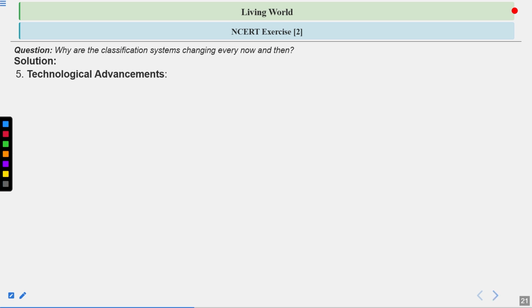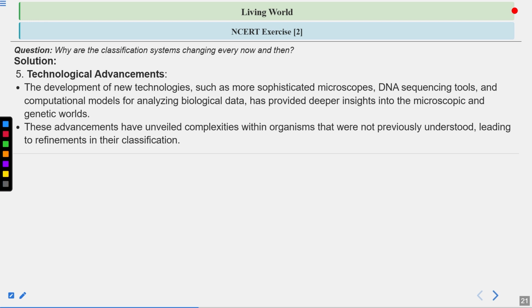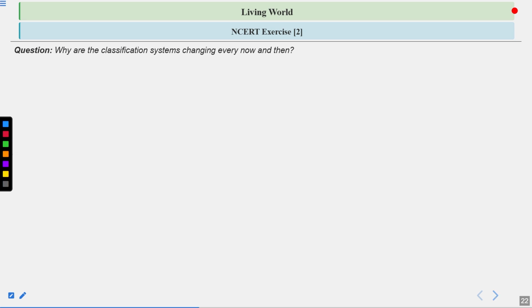The next is technological advancement. Again, we have better microscopes now, we have better DNA sequencing tools, we have better software to analyze the relationship between the different organisms. These advancements have unveiled complexities within organisms that were not previously understood, leading to refinement in their classification.